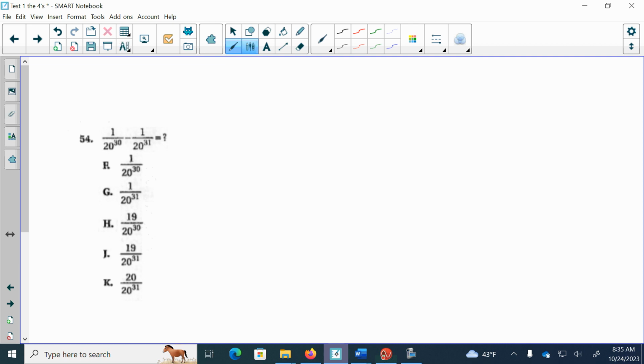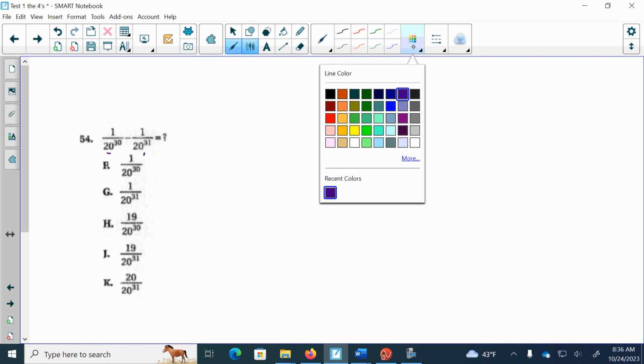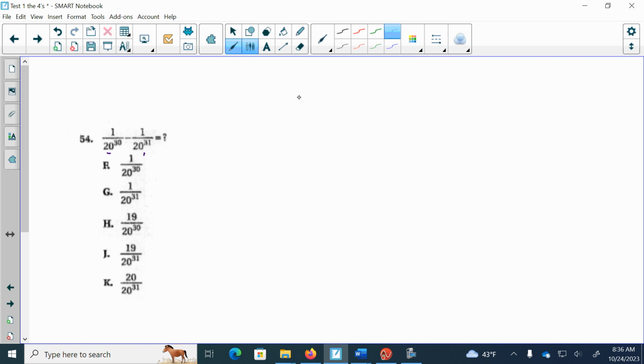So in order to add these, I have to have a common denominator. So this is 20 times itself 30 times. This one is 20 times itself 31 times. So in order to add them, or subtract them in this case, I would have to have a common denominator. The lowest common denominator is going to be that 20 to the 31st power, because that's the lowest one between both of them. And so I'm going to have to multiply this by 20 over 20.